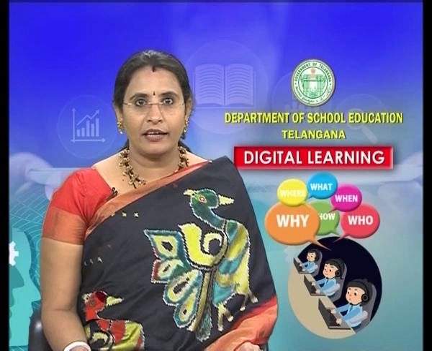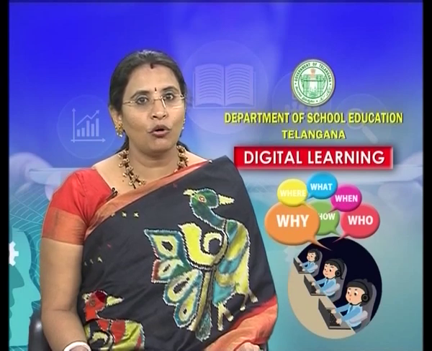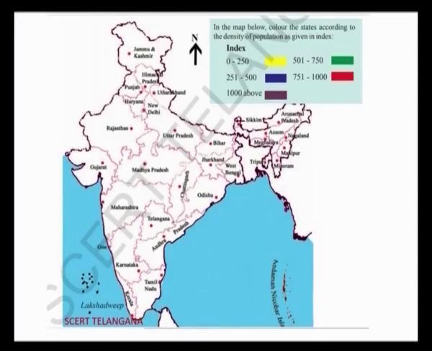Now let us do one activity, children, and try to create our own thematic map. This is the map given on page 10. On the same page, you will find a table showing the density of population. Seeing the density of population, you have to use this color scheme and fill in the colors in the map. Here, our first state is Andhra Pradesh. It is showing a population density of 309. So when you see 309, it comes under 251 to 500, so you have to use blue color. Please fill Andhra Pradesh with blue color.